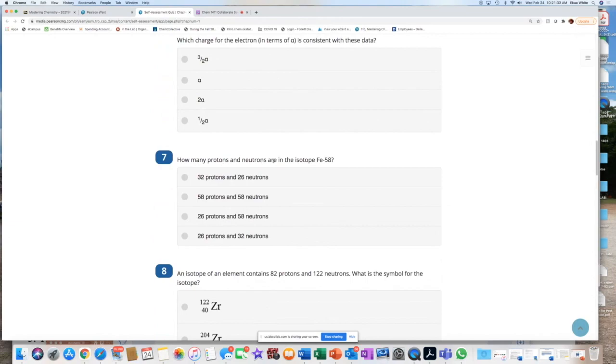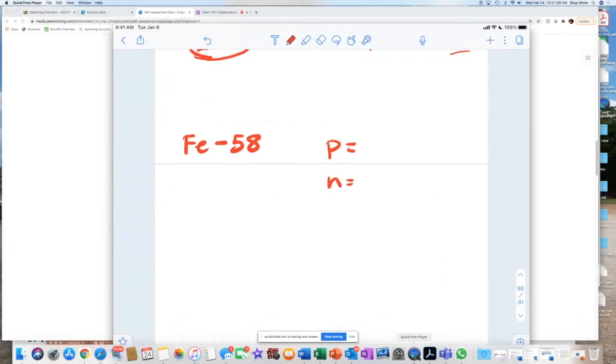How many protons and neutrons are in the isotope Fe-58? So Fe-58, that's our isotope, right? It's written in a different form. We want it to be written in this form for it to make sense, but they want to know number of protons and number of neutrons. So once again, I'm just skimming. I'm not going to go over every question, just skimming over a few.